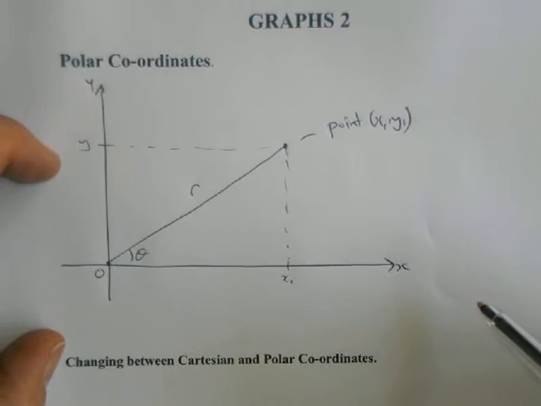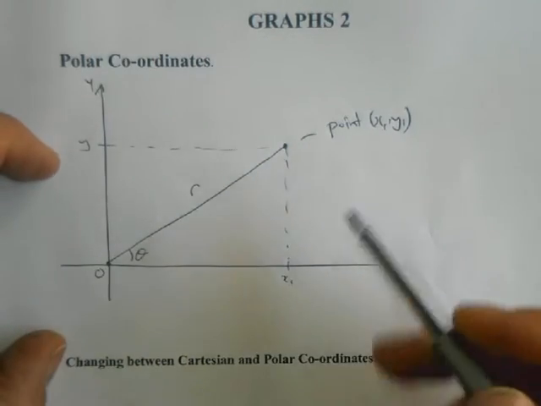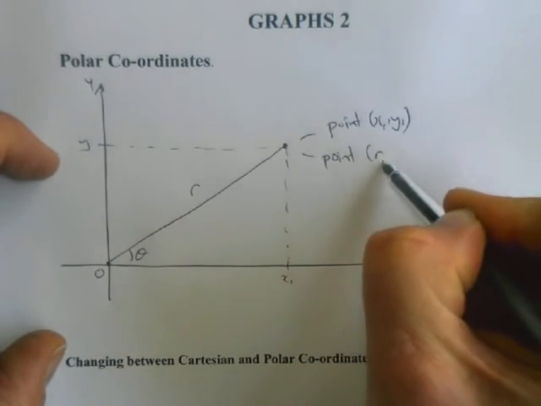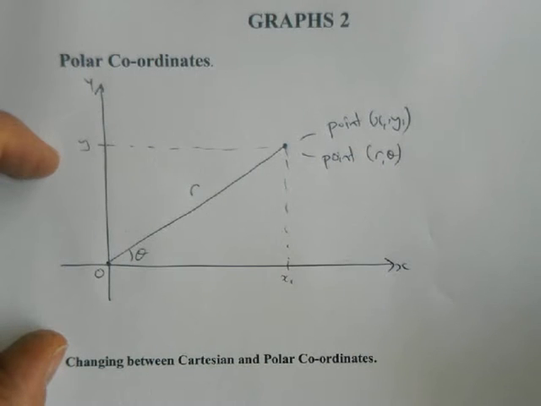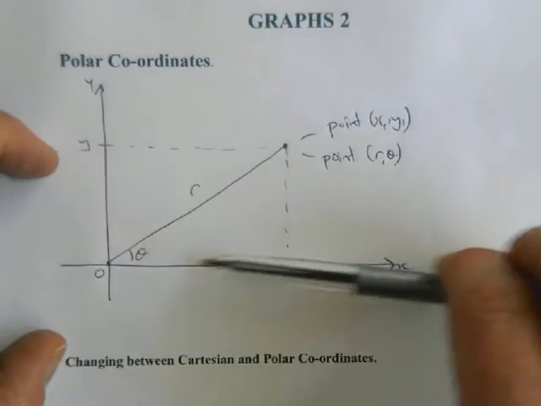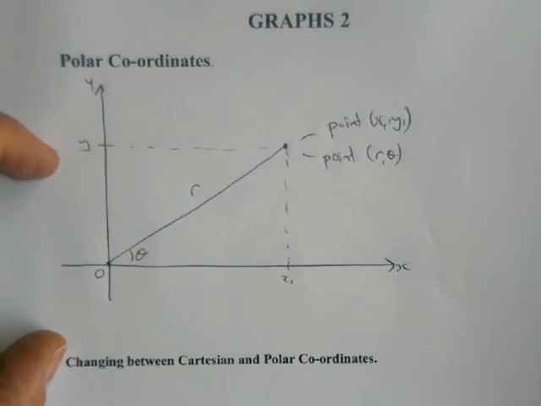So we have Cartesian coordinates, x and y, and we have polar coordinates, r and theta. So it's just as good to talk about that point being the point r theta, where r is the length from the origin to the point, and theta is the angle from the positive horizontal, in the anti-clockwise direction. Okay, so that's a second set of coordinates that can get you to a point, and those are referred to as polar coordinates.